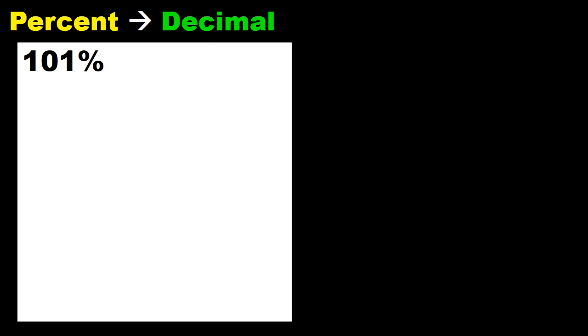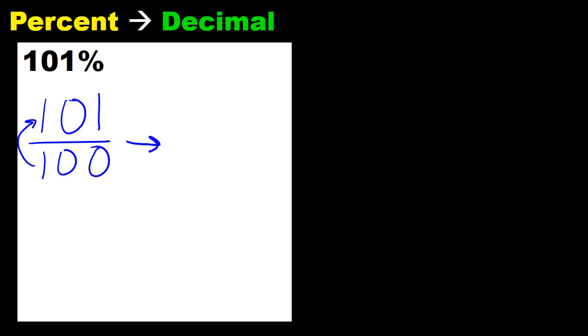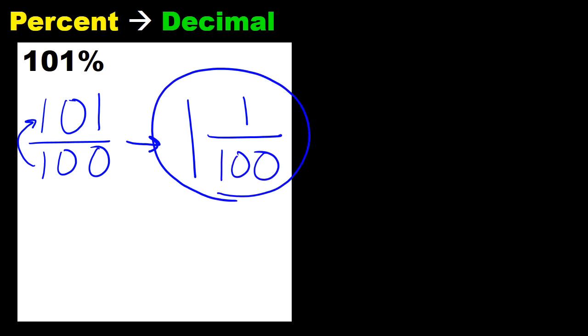So what about 101%? These next couple are the few cases where you have to do a little bit of extra work. So you have 101%. I can write that as 101 over 100. If I'm going to make this improper fraction into a mixed number, 100 goes into 101 one time with a remainder of 1, and my denominator stays the same. So I have this mixed number here that I'm going to read from.